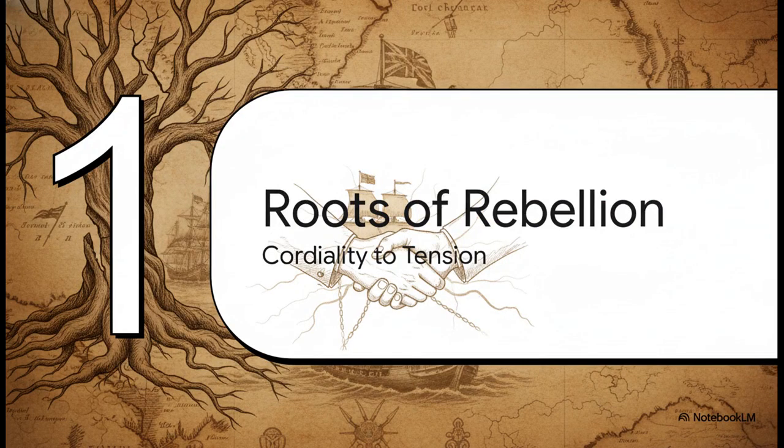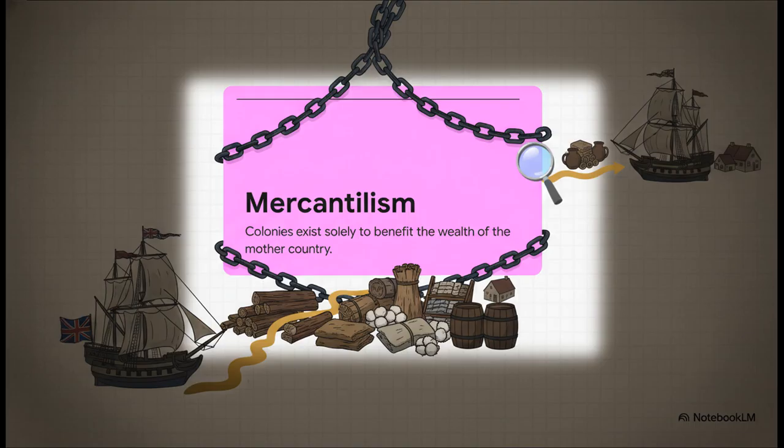Section 1. Roots of the Rebellion. How cordiality turned into serious tension. Okay, let's dive into this. The relationship between the colonies and Britain absolutely didn't start out hostile. Early on, it was actually quite friendly. But the friction fundamentally started with, you guessed it, economics.